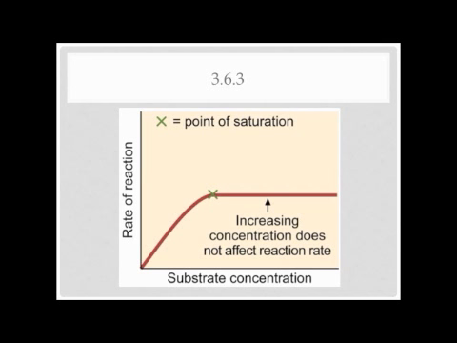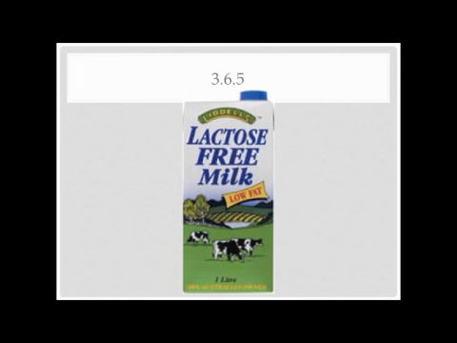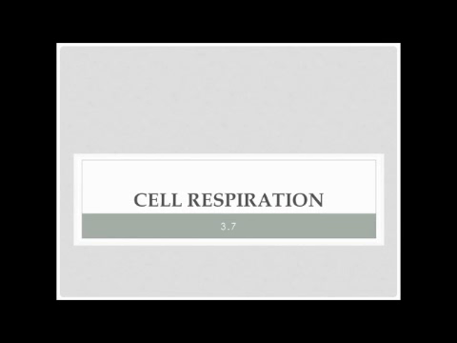Denaturation is changing the structure of an enzyme so it can no longer carry out its function. In lactose-free milk, the enzyme lactase is used in order to break the lactose down into glucose, so lactose-intolerant people can still drink milk. To conclude this PowerPoint presentation is the last but not least important subtopic, 3.7, which is cell respiration.